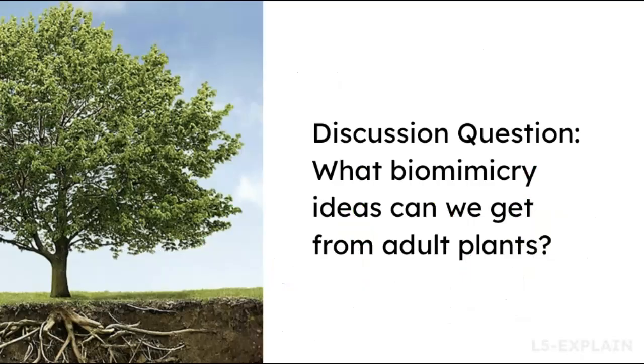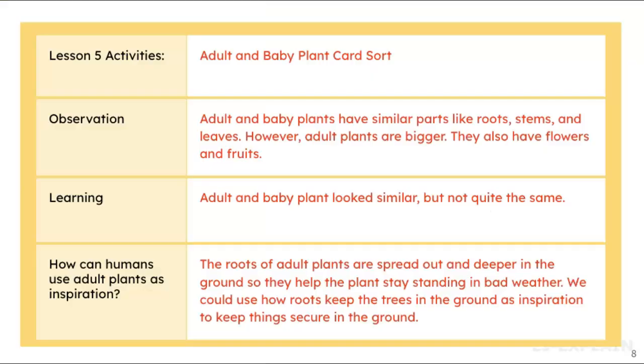In the Explain portion of the lesson, students will engage in a class discussion to analyze their observations around the baby and parent plants. Use the provided questions to guide the discussion around the question, what biomimicry ideas can we get from adult plants? The goal of this class discussion is to analyze student data and find a pattern that helps students explain how baby plants look compared to their parents. Use the discussion to create the Lesson 5 summary chart.